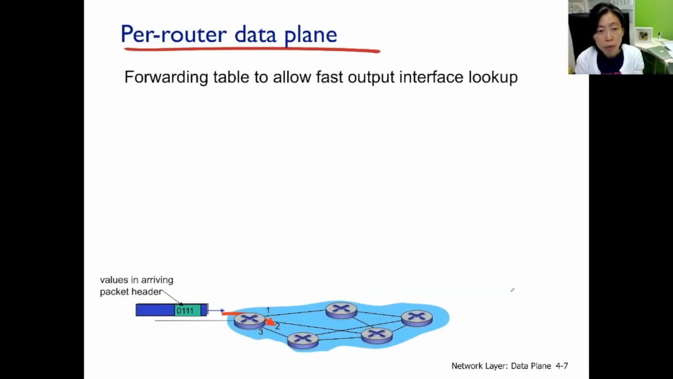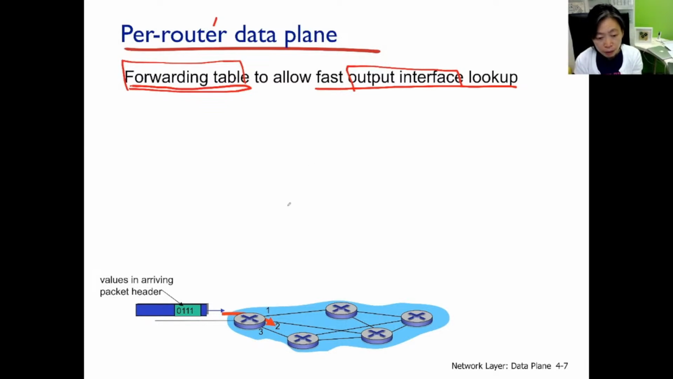So let's talk a bit more about the data plane. This is the forwarding part. This is the part implementing the per-router action. And it's very simple, very fast. All that is done is, with the packet coming in, the router looks at specific packet header fields and matches them to an entry in the forwarding table. This is called the fast output interface lookup. Once we get a match, we also get the outgoing interface.